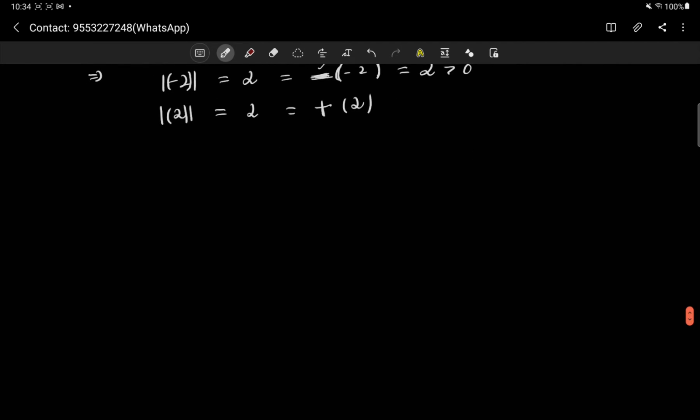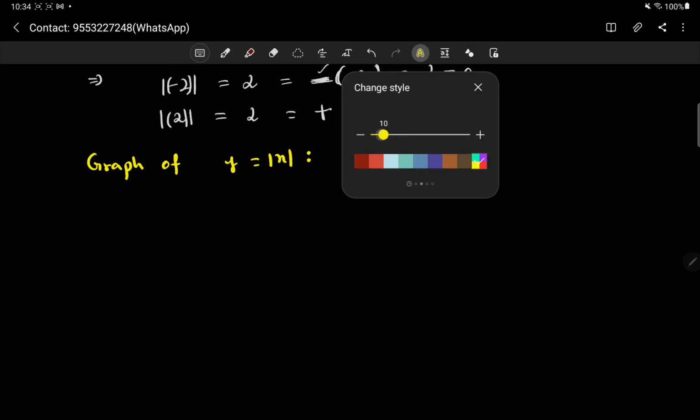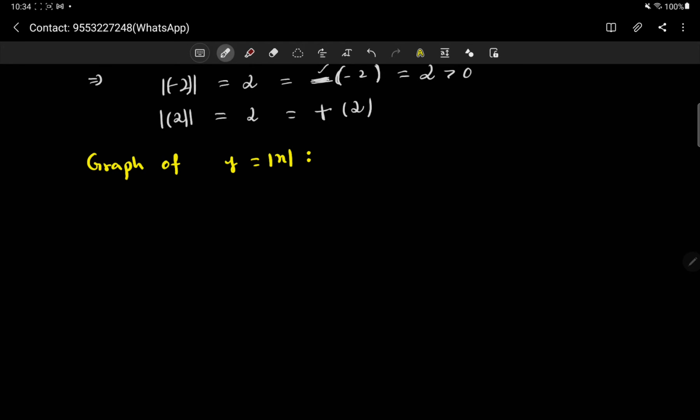We can have its graph also. So I am going to give you the graph of the modulus function. You see here, graph of y is equal to modulus of x. Okay, see here, x is equal to 0 we are taking, then the respective y value is what? Modulus of 0, nothing but 0. From here 0 comma 0 is a point on the curve.